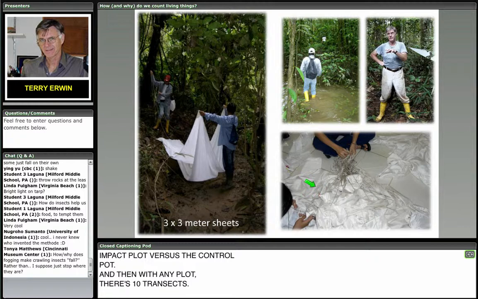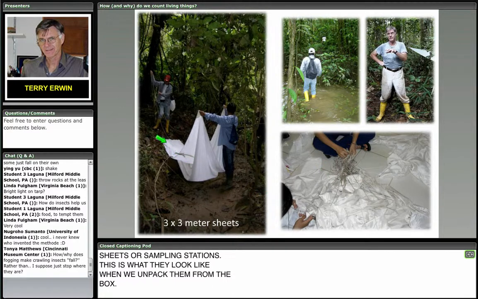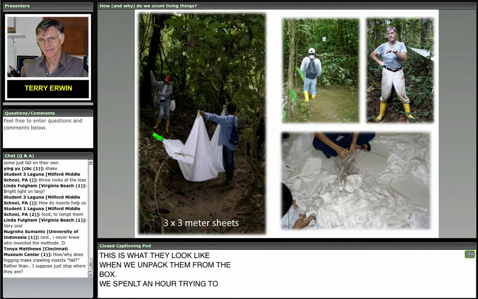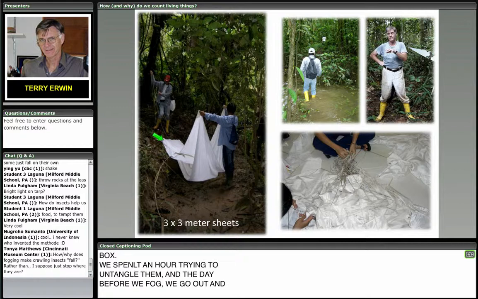And this is what they look like when we unpacked them from the box. So we spent probably about an hour trying to untangle them. And then the day before we fog, we go out and we set each sheet up in the forest. First we have to find the locations of where Terry had sampled before, and each one is 3 by 3 meters in dimension. And it's easy to find the locations because when we laid out each of those plots, we put a permanent forestry stake at the center of the sheet. So for the next 10 years, every time we went, we just found the stake and put the sheet up in exactly the same place.